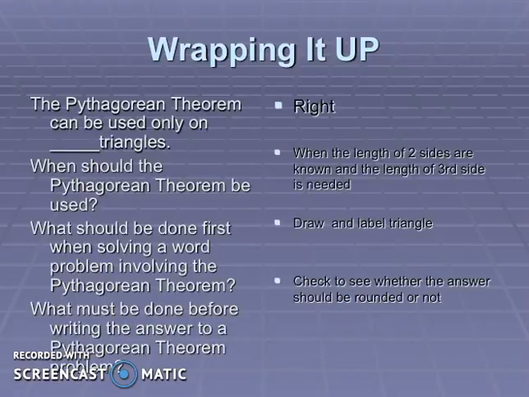Okay, to wrap it up, we use the Pythagorean theorem on right angled triangles. Okay, when should we use it? When we've got 2 side lengths and we have an unknown third side length. What we need to do when we're solving a word problem involving this is we need to draw our triangle and make sure we label it. It's very important to draw it correctly and label it correctly. And then when we're writing the answer, check to see whether your answer should be rounded down or up or not. Okay, that wraps it up pretty much for Pythagorean theorem.